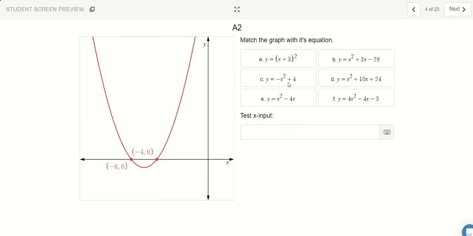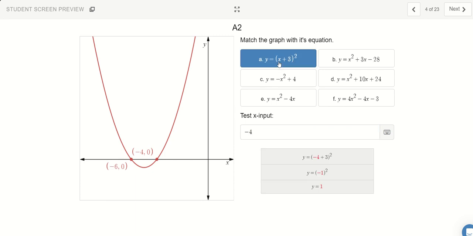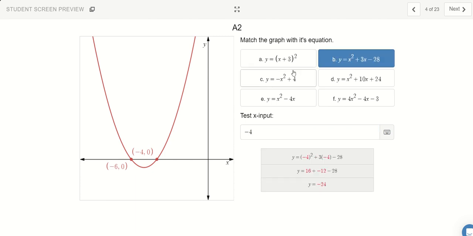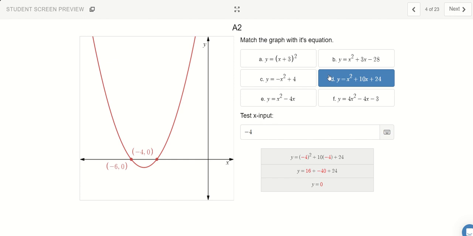Let's try the next one. I know this has intercepts at -6 and -4. So let's try -4. Let's see. No, no, no. Oh, let's see. D. When I plug in -4, the height's 0. And when I plug in -6, yeah, the height's also 0. So it looks like D is going to be the equation for this graph.